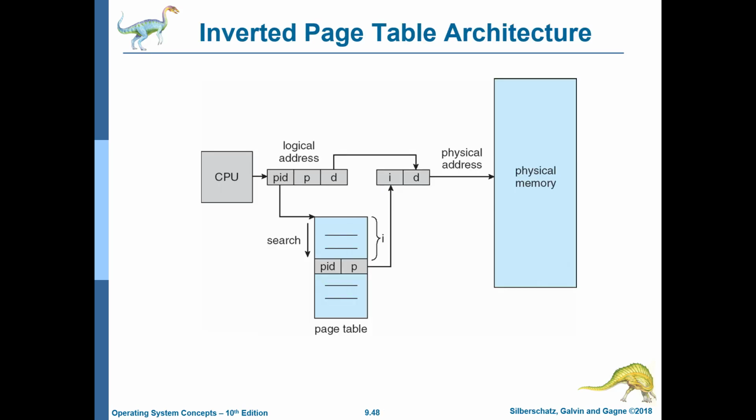So the inverted page table architecture would look something like this: for the CPU, you will actually look at the combination of the process ID, also known as the address space identifier, and the virtual page number. Then you will search within the inverted page table for the PID, P pair.